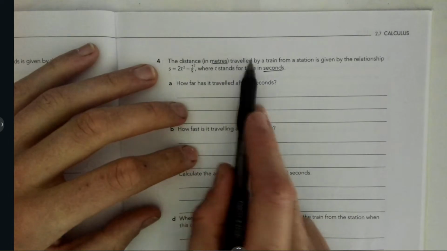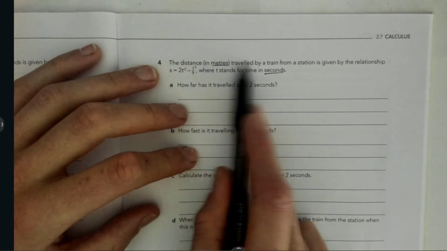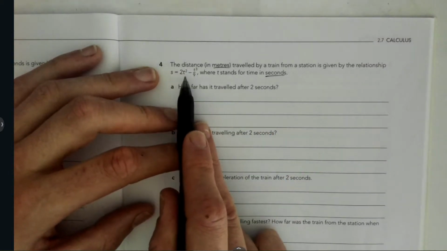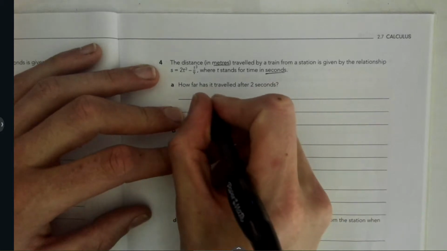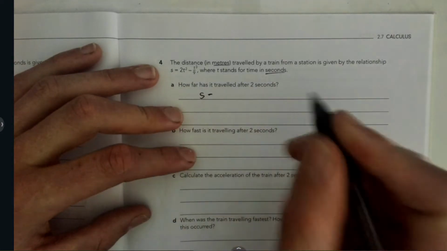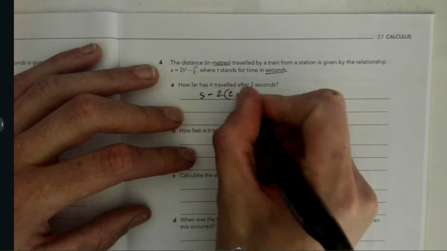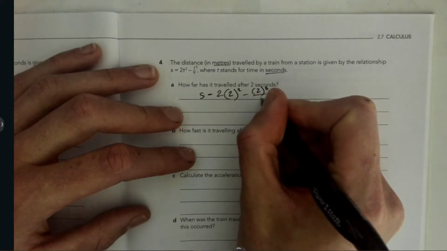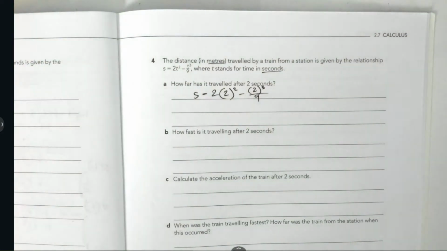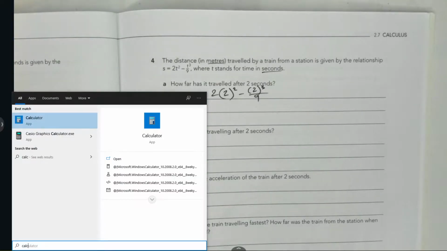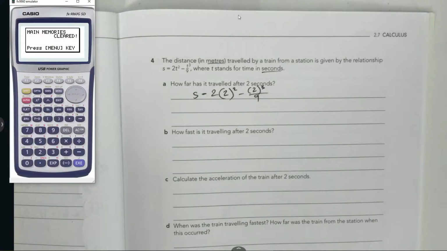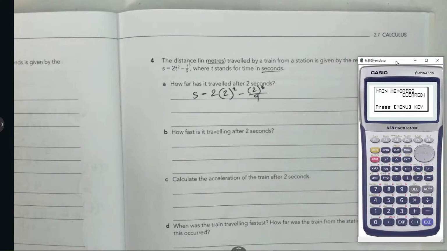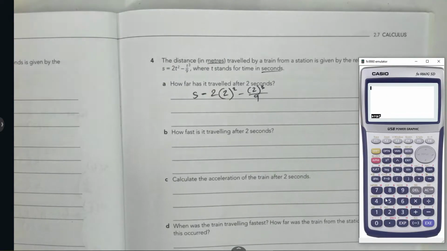So this formula is already talking about distance travelled, so we can easily just substitute 2 in for the time, and it should give us our answer. So the distance, which is S, is 2 times 2 squared minus 2 to the power 3 over 9. We'll use our calculator for that, I think. Okay, so let's type that in.